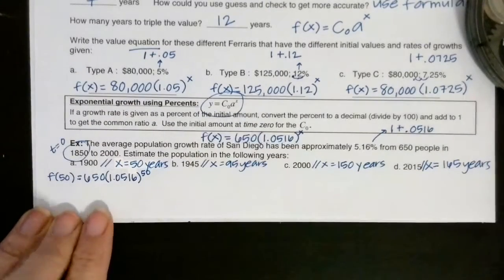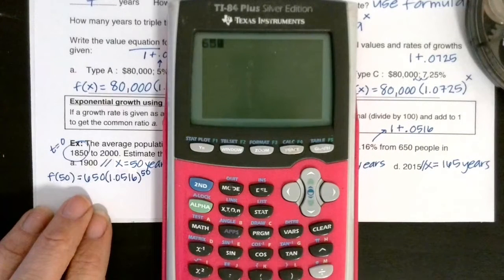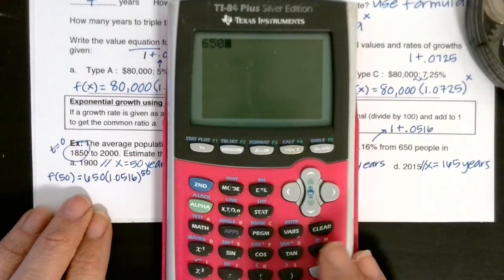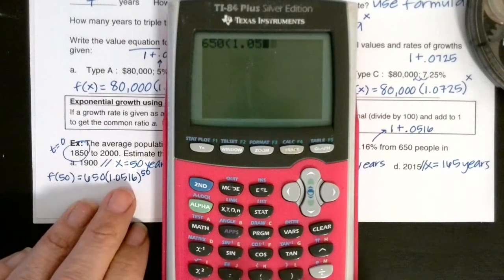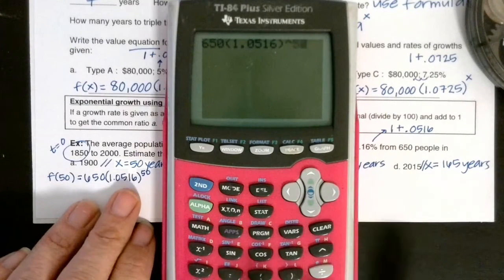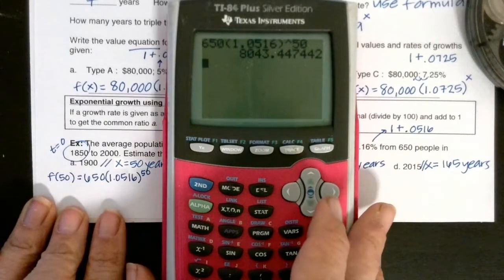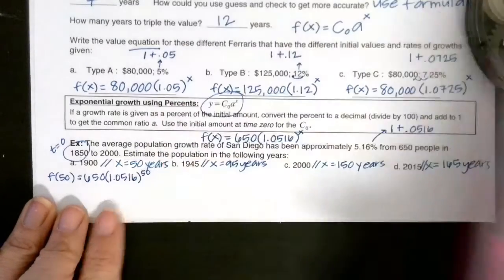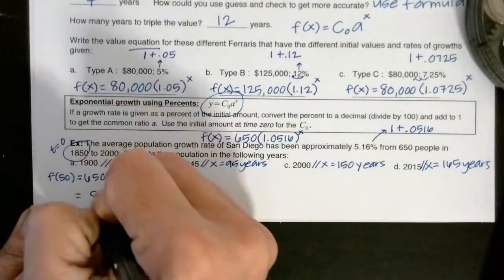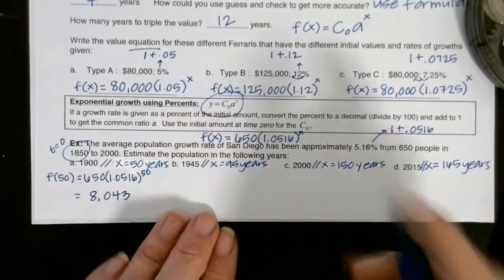So there's that one. So we have 650 times 1.0516 raised to the 50th power. There we go, 8,043, and it says estimate the population. So we'll just round to the whole number. So 8,043. Okay, let's do the next one.